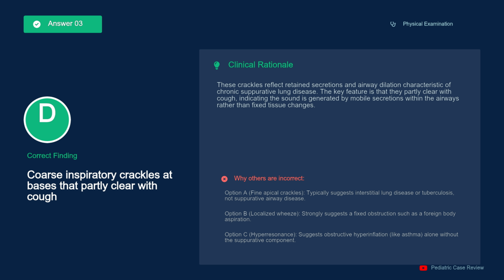Option A, fine apical crackles, suggests interstitial lung disease like hypersensitivity pneumonitis. Option B, localized monophonic wheeze, should make us think of foreign body aspiration or endobronchial lesion. Option C, generalized hyperresonance, suggests obstructive hyperinflation alone without the suppurative component that characterizes this disease.